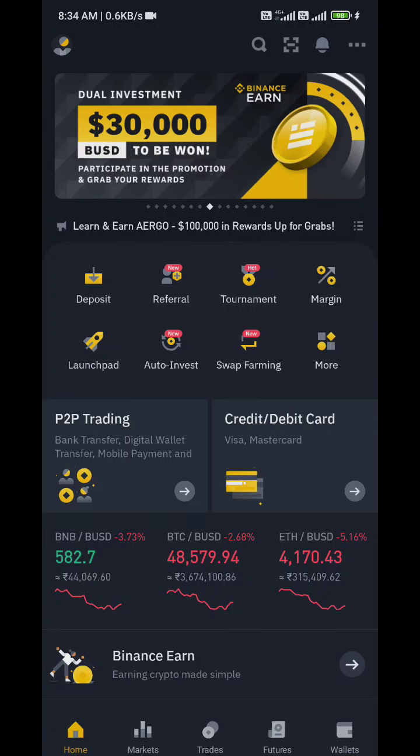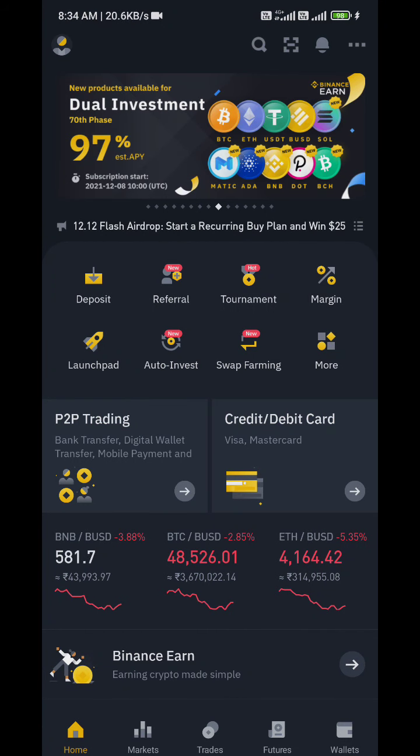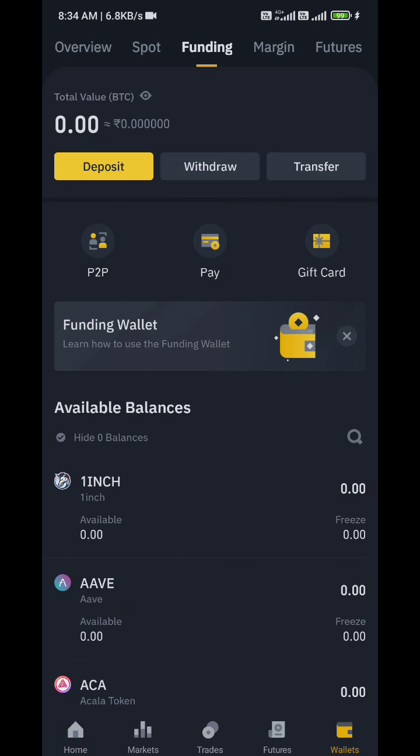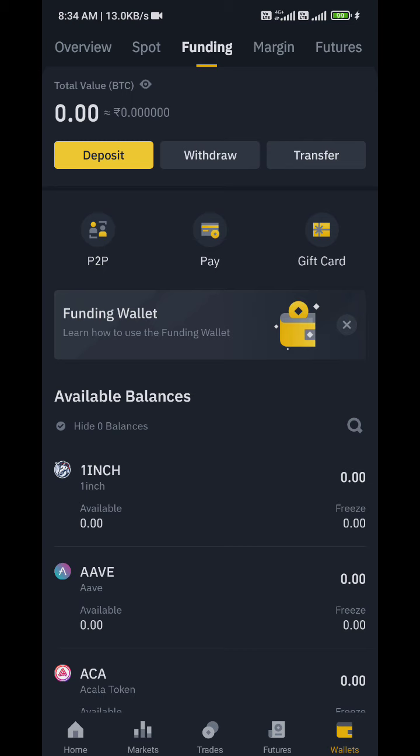First you need to enter Binance, and there is an option on the home page. You see wallets. There is a funding option, and in the funding option there is deposit, withdraw, transfer. If you need to invest in Binance, first you need to enter P2P.